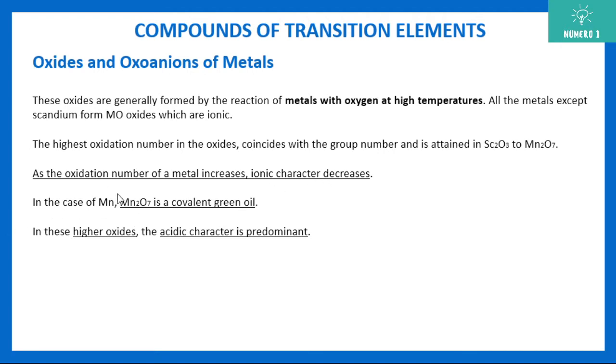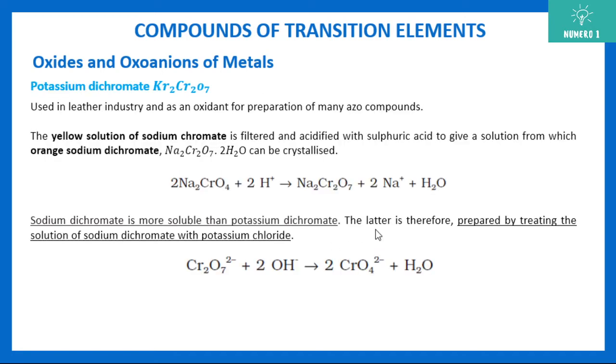And in case of Mn, Mn2O7 is a covalent green oil. In these higher oxides, the acidic character is predominant. That means they are more acidic in nature.